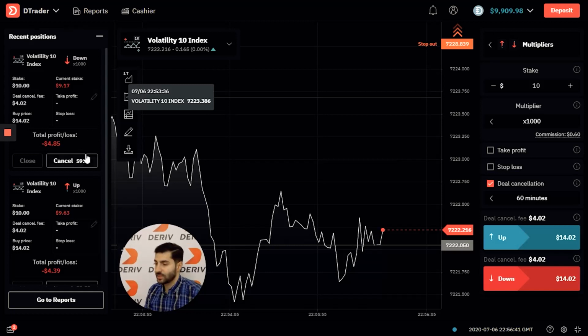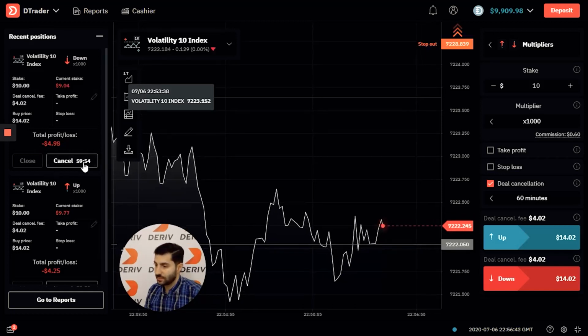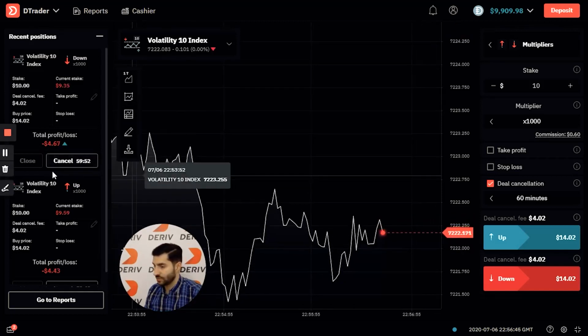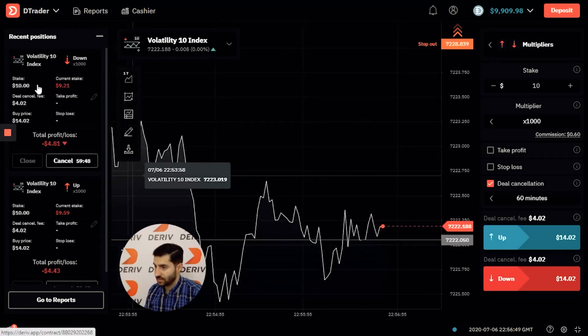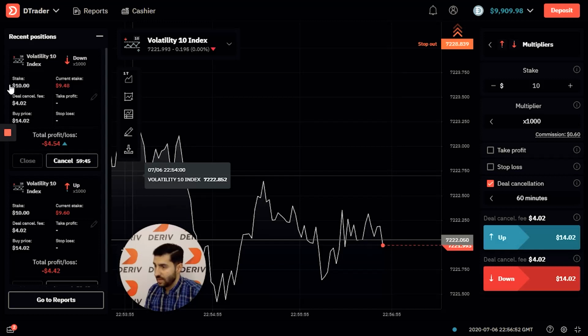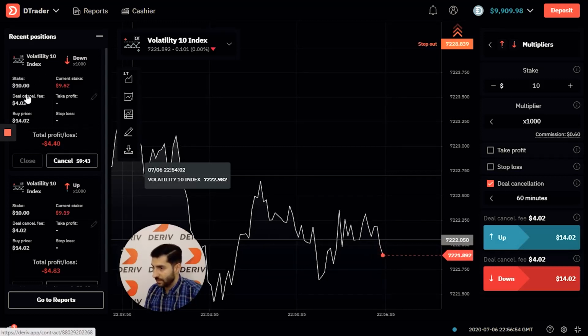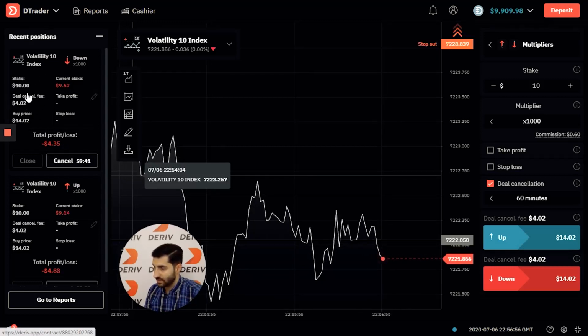The first thing that you'll notice is the new cancel button. This is the button that you'll use to actually make use of this feature. So if I want to get out of this contract and receive my entire initial stake back, I can just click on cancel there. I'll get my complete stake back, but I will have paid a deal cancellation fee.